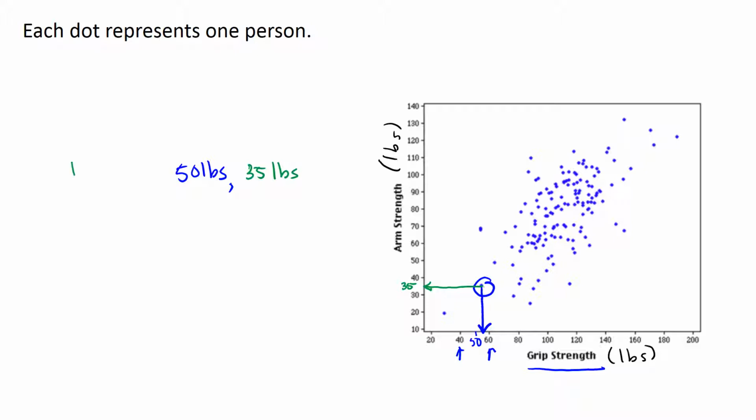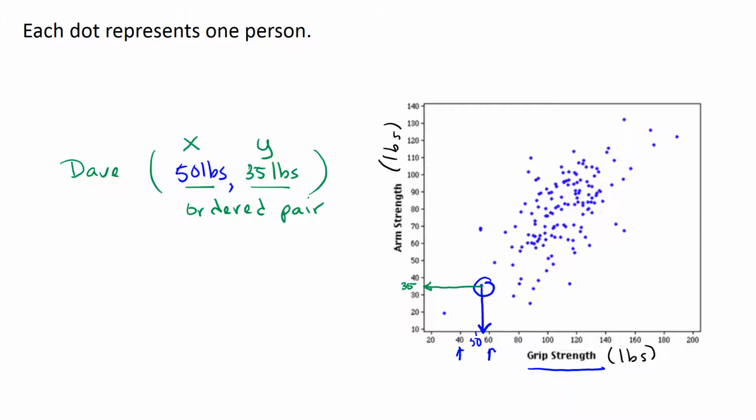So this point represents a person. Let's give that person a name. Dave has a grip strength of 50 and an arm strength of 35. And that is very deliberately written in that order. The x or the horizontal axis always comes first, and the y coordinate or the y information always comes second. And this is called an ordered pair. The order matters, and it's a pair of information that relates to variables, grip strength and arm strength.